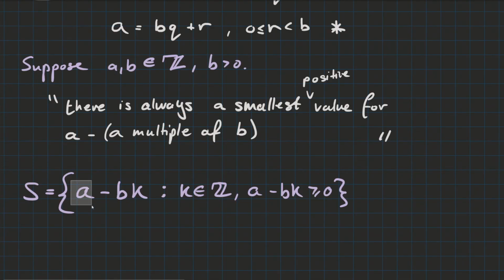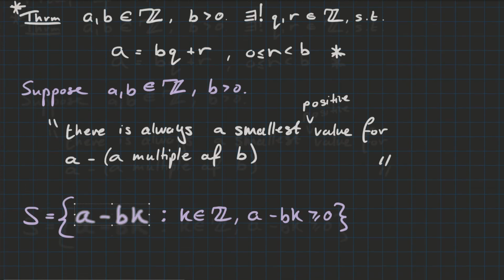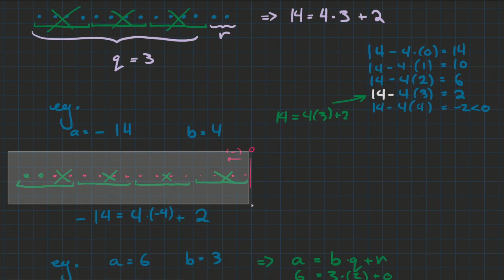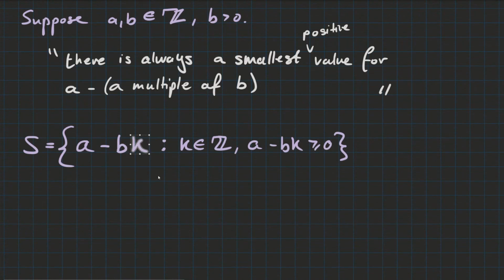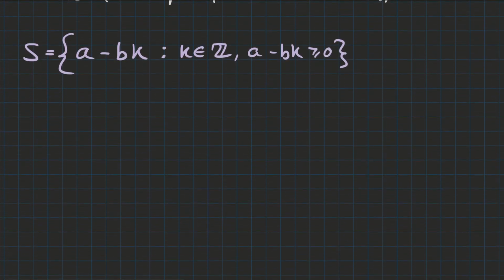If A were negative, then we would want to be adding multiples of B, so K would be negative. If this was negative, then to make this whole thing positive, which is what we're trying to do, as in the negative example, we would need a negative K. We need to be adding multiples of B, so K would have to be negative. Okay, we have this set.